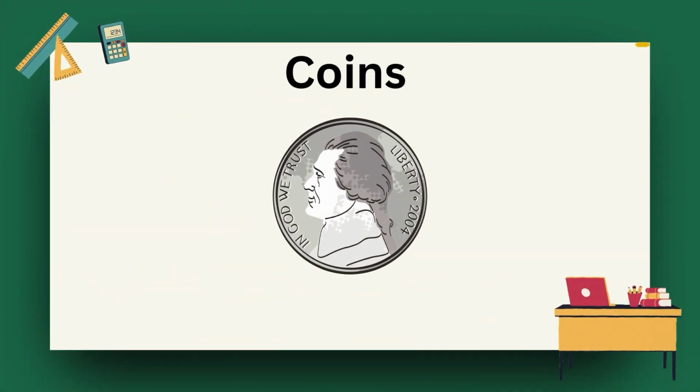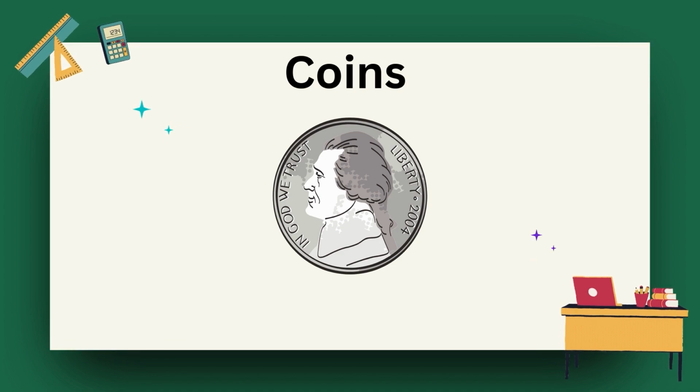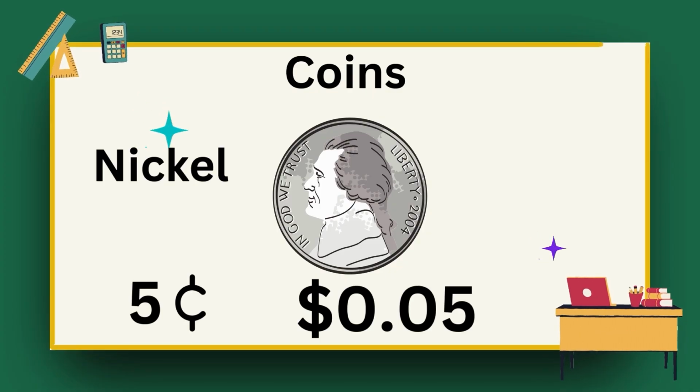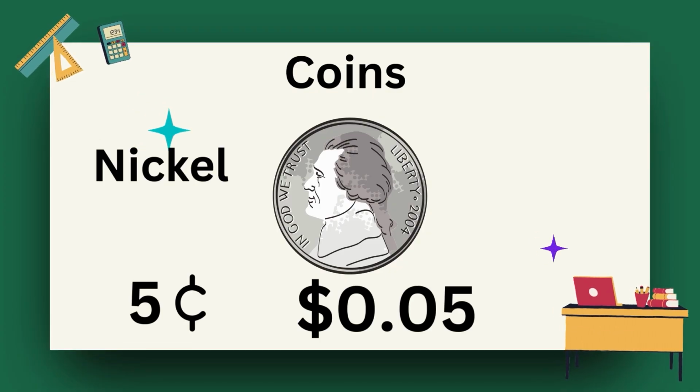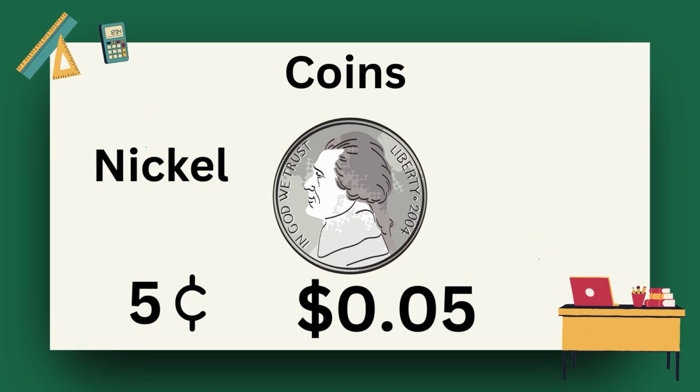All right, now here's the next coin. What do you think that is? Okay, this one's a little tricky. Two of them to me look a little similar, but this one is a nickel and it's worth 5 cents. So we can write that with a cent sign or with a dollar sign.